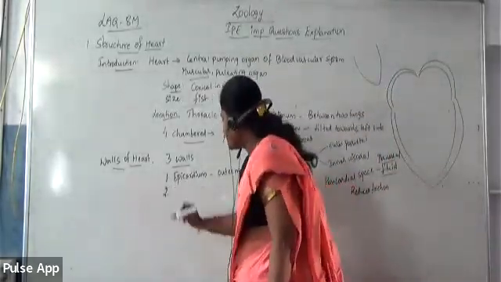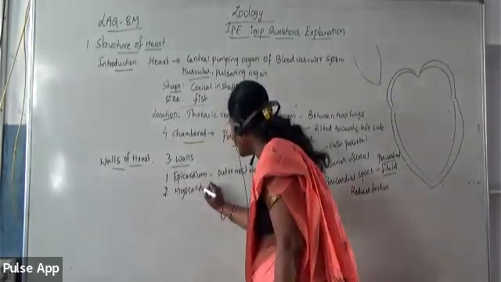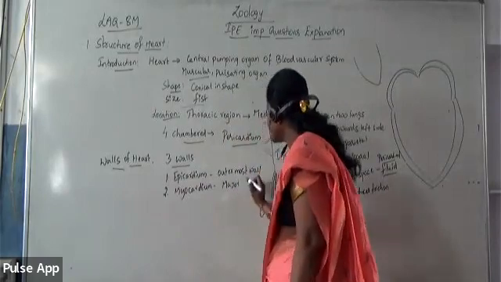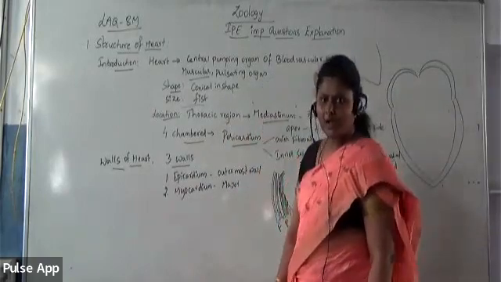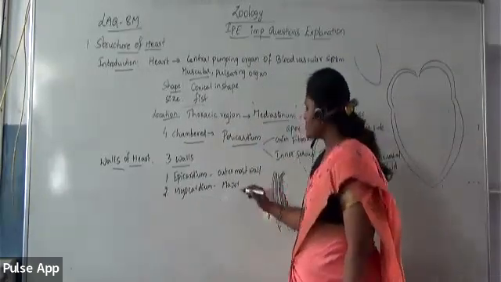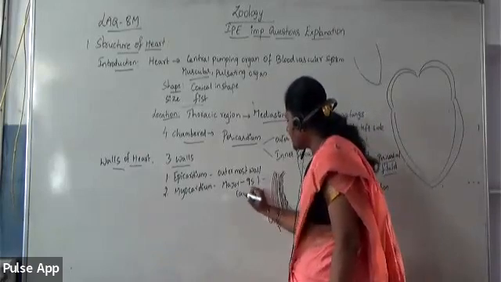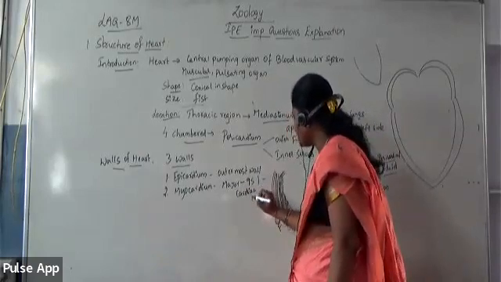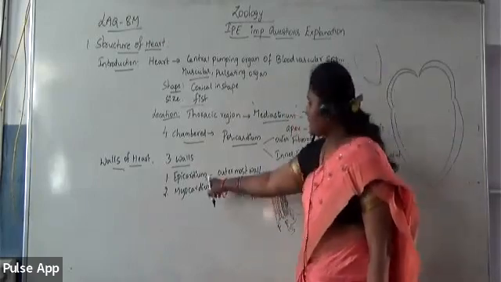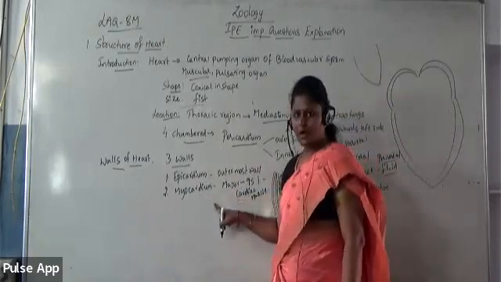Then after epicardium, the middle layer is the myocardium. This myocardium is the major portion, almost 95% of the heart. It is made up of this myocardium only, which forms the major portion, and it is made up of cardiac muscle. So epicardium is the outermost wall, then the middle one is myocardium.